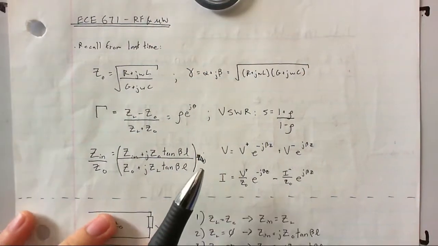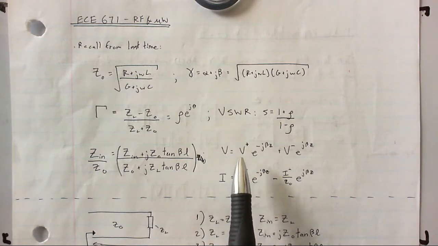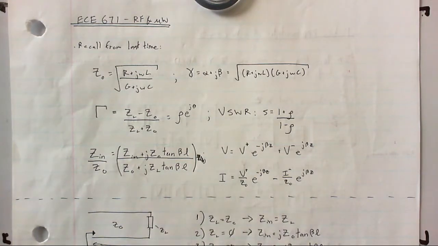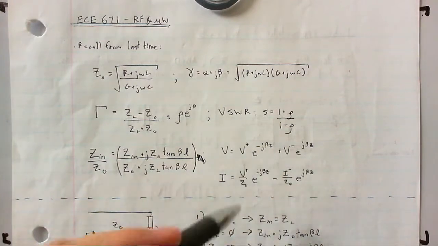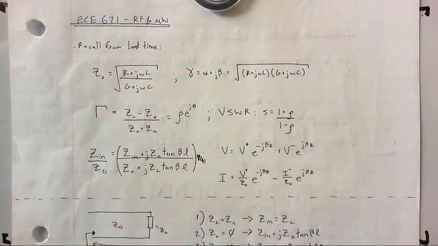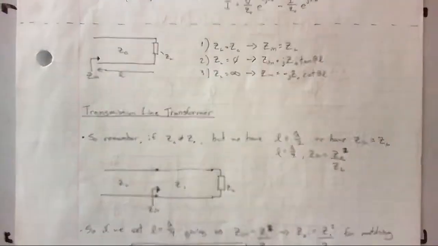And we also talked about how the voltage and the current that's traveling down a transmission line is a sum of a forward propagating and a reflected electromagnetic wave. So these are just the major equations that we ended up defining last time.